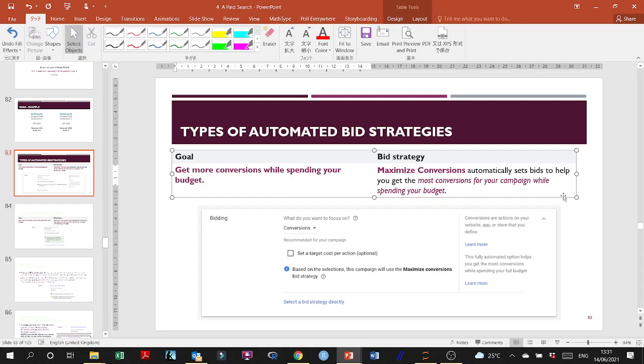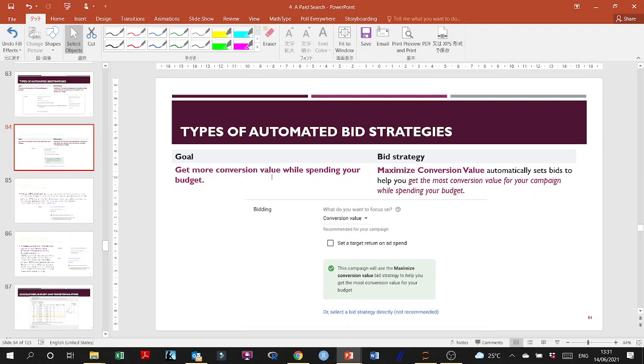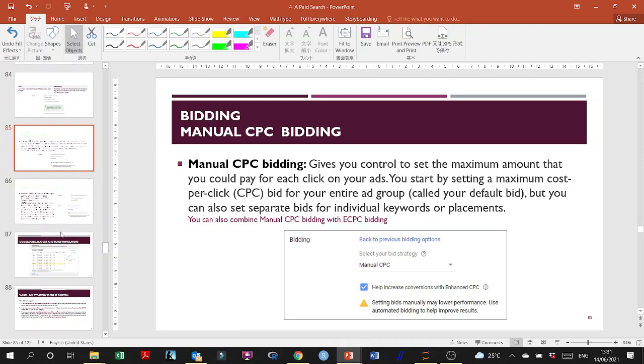This means you just want maximum conversions without setting up a target. And I showed you how to do this with the interface. Get more conversion value while spending your budget. The same thing, conversion value, which is the return on ad spend. Use it with caution. Then you have the manual CPC.